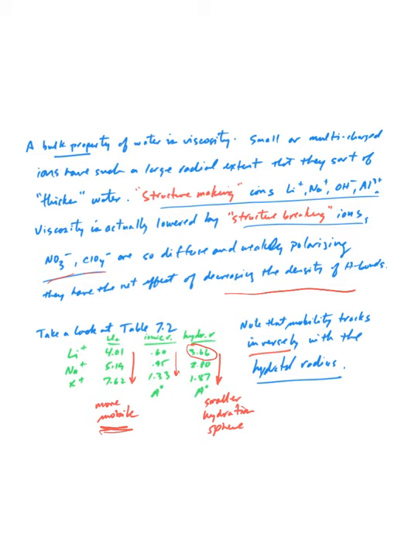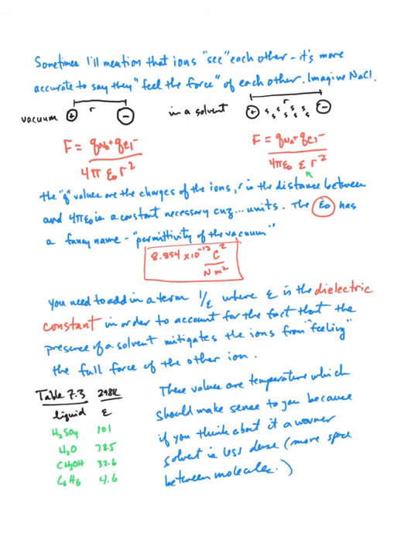Notice that the large hydration sphere correlates with the slowest mobility. The potassium, which has a faster mobility through solution, has the smaller hydration sphere. So note that mobility tracks inversely with the hydrated radius. So we're doing our thoughts about what's going on in a solution.